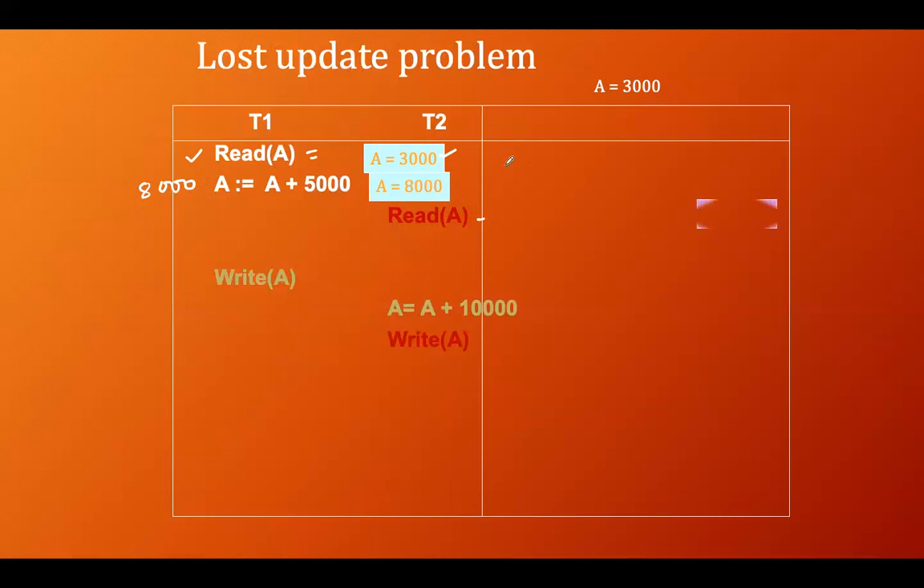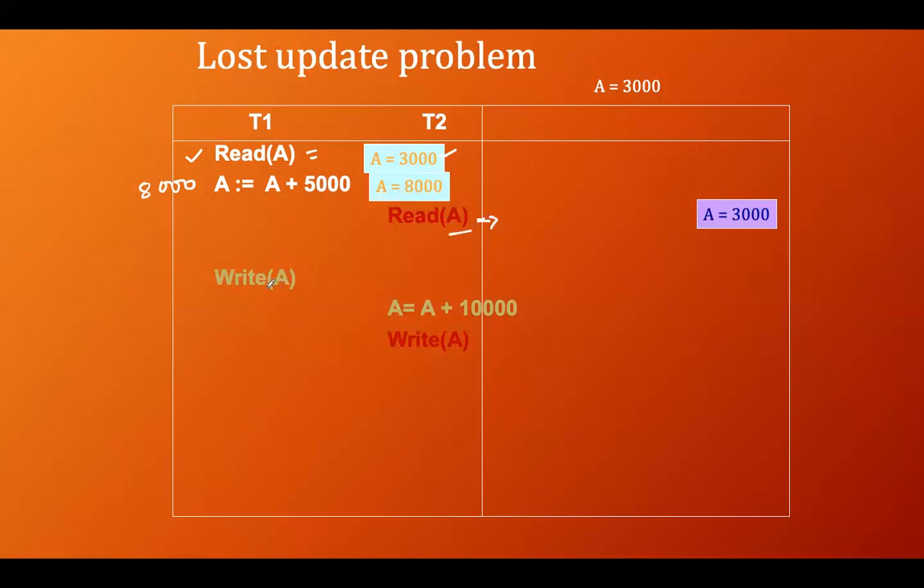Now, after that, there is a read operation on A in T2. Will A be read from here or from here? Definitely it will read from the database, because no modification has been reflected there. A fresh read is read from the database. So the database right now holds 3000. T1 has updated the value of A, but it is not reflected in the database. So this A will be 3000.